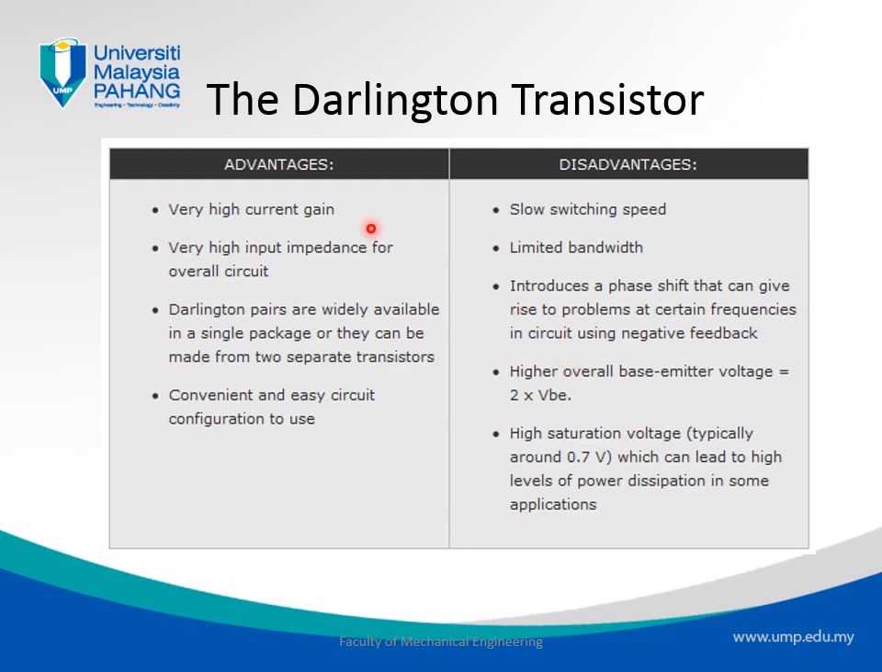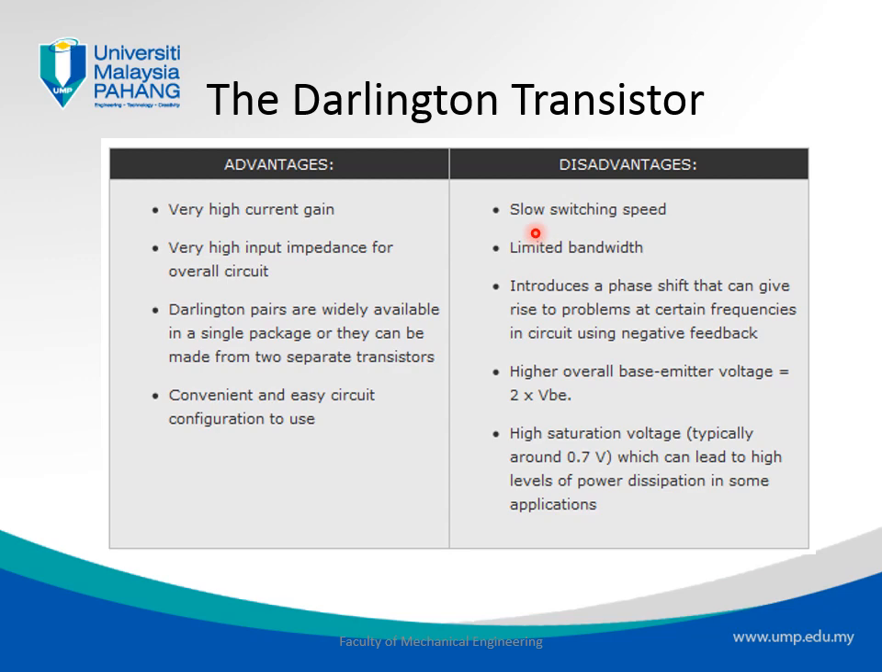A few words on the advantages and disadvantages of the Darlington transistor. By using it, the advantages are we will be able to obtain a very high current gain, beta being the product of the two betas. We will have a very high input impedance for the overall circuit. Darlington pairs are widely available in a single package, already arranged in that manner, and they are a convenient and easy circuit configuration to use.